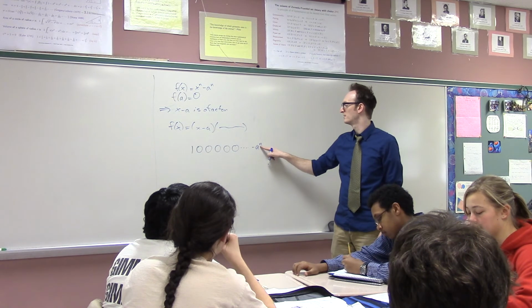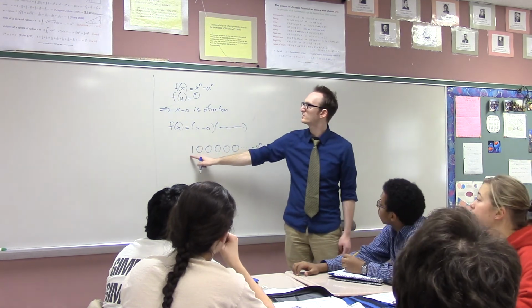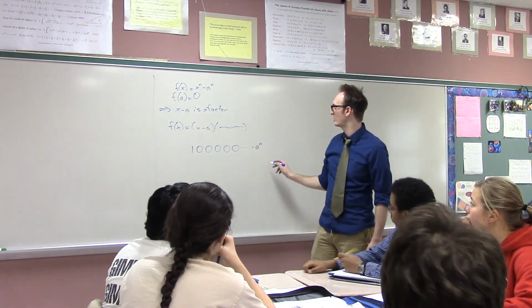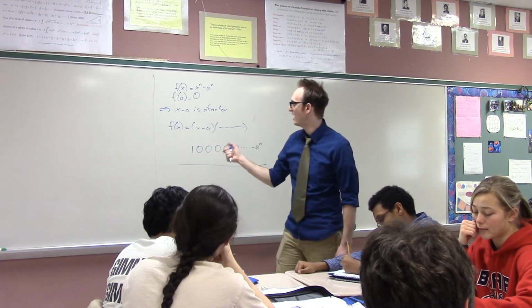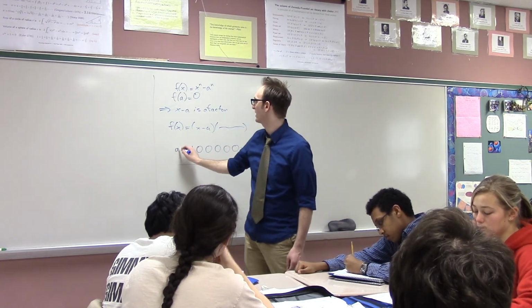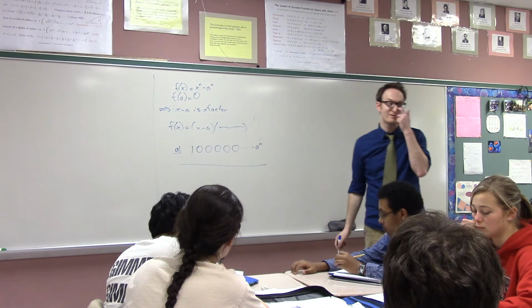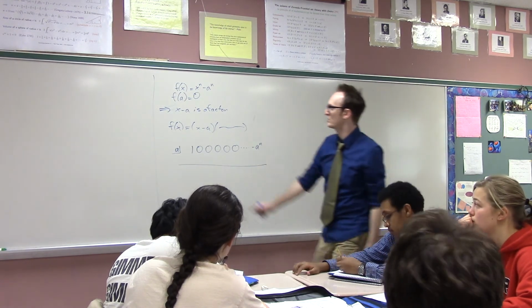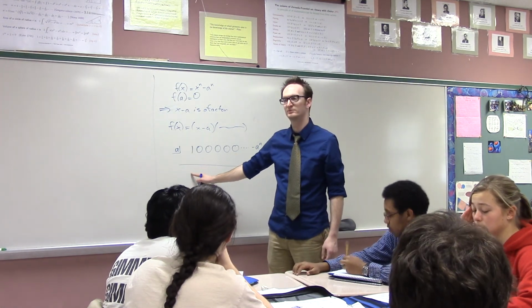Are you guys following this? 1 is the coefficient of my x to the n term. This is my constant term. Okay, and I do a little bit of this. And now way over here, I'm going to be plugging in a. So this is just shorthand for dividing through by x minus a. Okay, let's do it. What do I do?